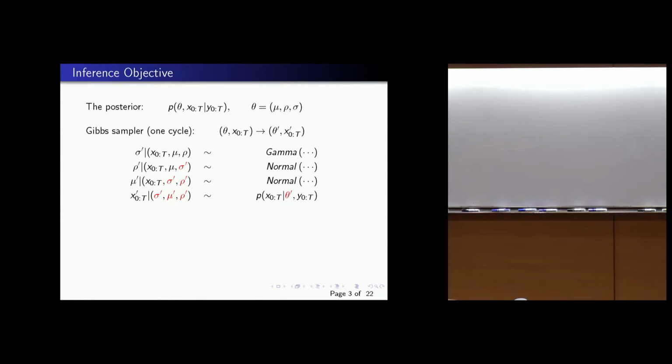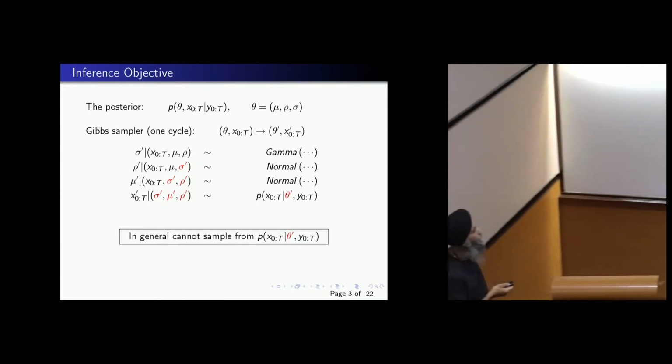And then the fourth step here would be to try to advance the state sample. And that should be advanced from the conditional distribution of the state process given the observations and theta. And that is something that you can't do in general. And in fact, for all but uninteresting cases, you can't do it. So in general, you can't sample from this.